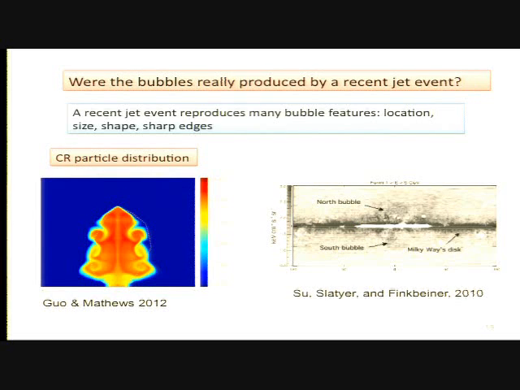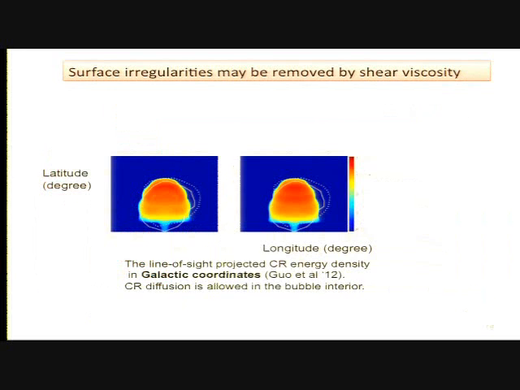So these irregular edges can probably be removed by shear viscosity. If we put in a little bit of shear viscosity in the hot gas, the Kelvin-Helmholtz instability at the edge can be suppressed by shear viscosity. The other possibility is that the bubble age is probably much shorter. If the bubble age is shorter, then there's no time for this instability to develop.